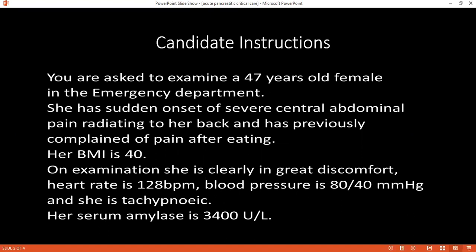Okay, if this patient has acute pancreatitis, where do you plan to manage this patient? Manage it in ICU. Okay, who would you involve in the management of this patient? I will involve the general surgeon, the hepatologist and the hematologist.